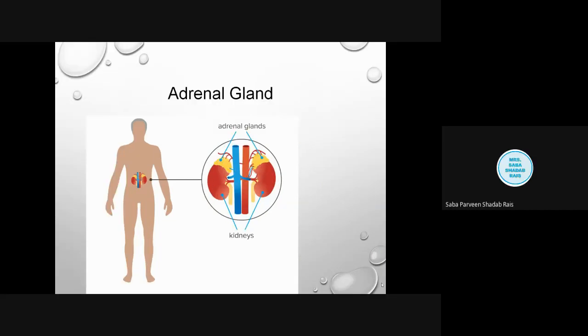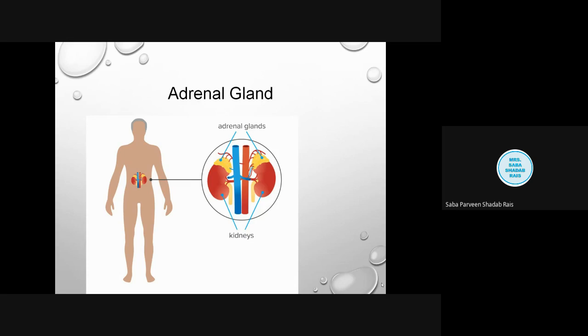Students, we had discussed the parathyroid glands. Now we will be talking about the adrenal gland. These adrenal glands are situated above the kidney. They just look like a cap on the hilus of the kidney. So that's why they are also called the suprarenal gland.